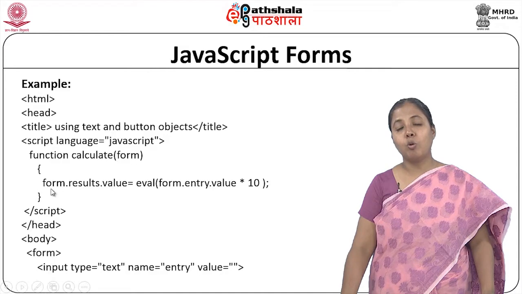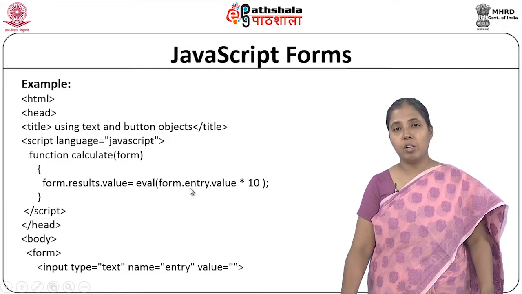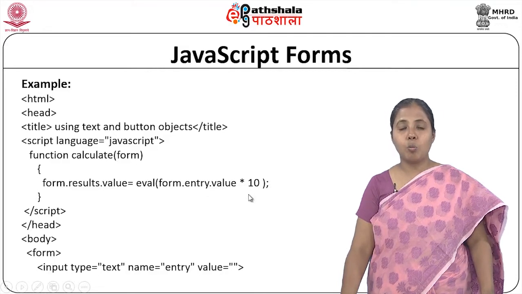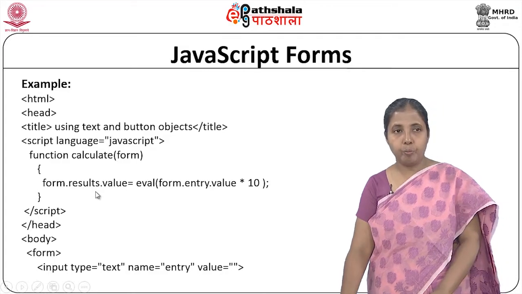You know how you access the value of a field: the form which you have passed here, dot, this is the name of the text field, result, whose value is now set by multiplying the entry field's value. So form dot the element name, the text field name, entry dot value, whose value is now multiplied by 10 and that would be shown in the result field.